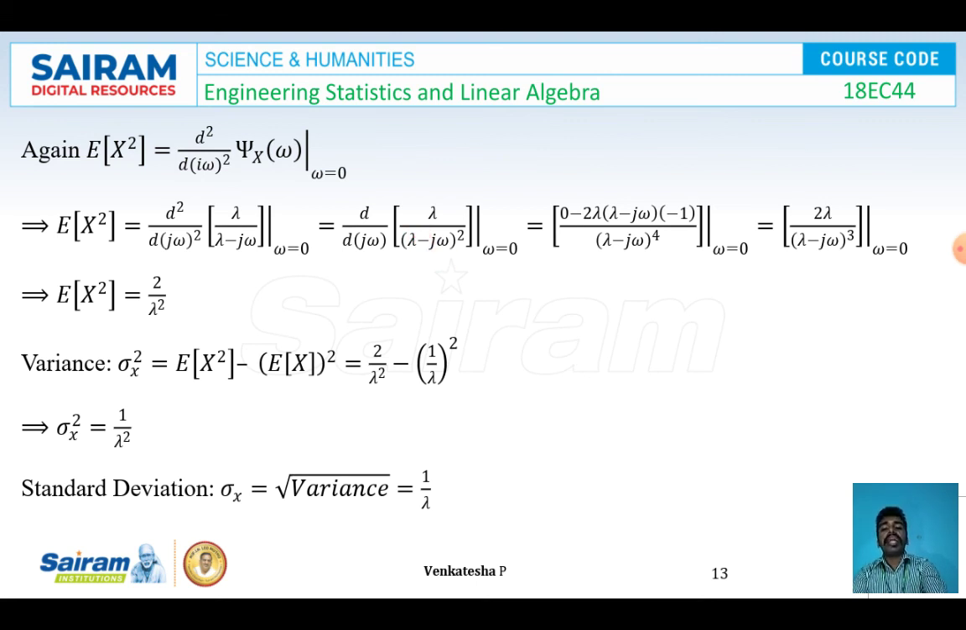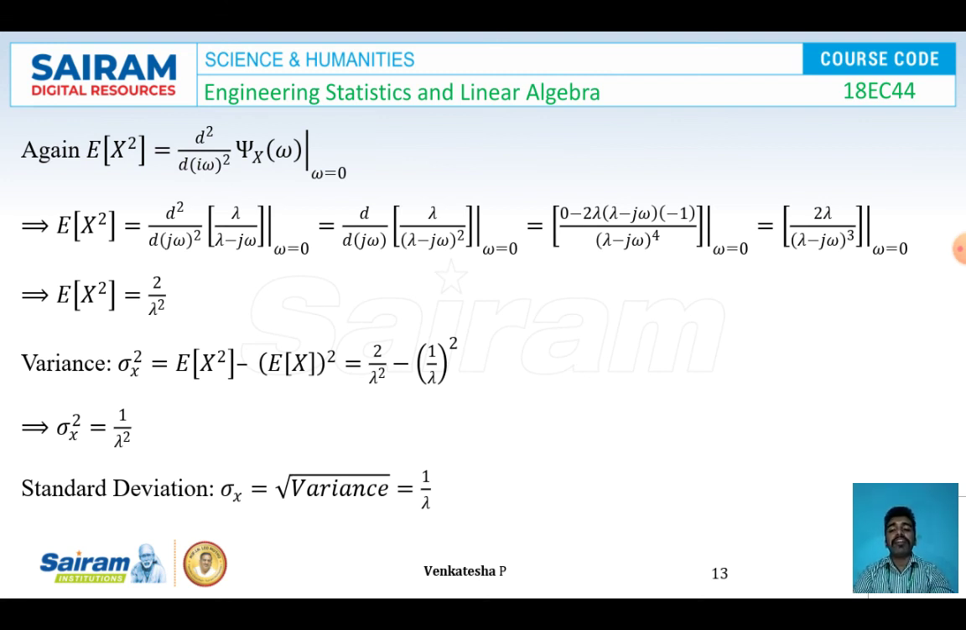Now again differentiating this function with respect to j omega using the quotient rule, I got the expression 0 minus 2 lambda times (lambda minus j omega) times minus 1 by (lambda minus j omega) whole power 4 at omega equal to 0. After simplifying this, we got 2 lambda by (lambda minus j omega) whole cube at omega equal to 0. If I replace omega equal to 0, I got 2 by lambda square.